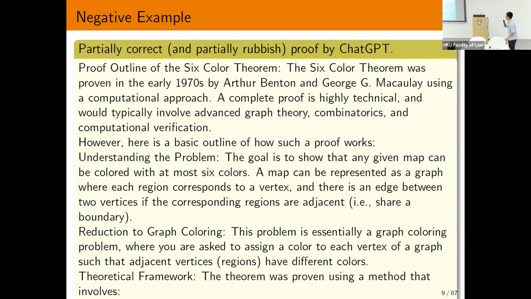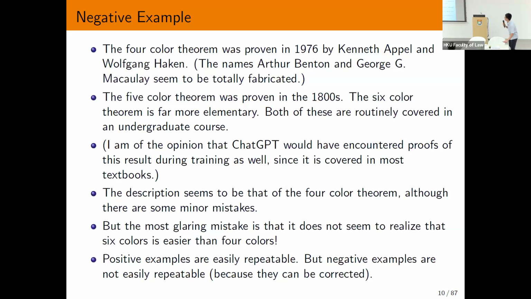And it goes on to talk about some stuff over here. The 6-color theorem was proven in the 1970s by Arthur Benton and George Macaulay using a computational approach, and a bunch of other stuff. Okay, I'm not going to read this. Let me tell you some of the things that I noticed inside the output, which was quite fun to read. First of all, some things that were right and some that were wrong. The 4-color theorem was indeed proven in 1976. 4 colors, not 6. The 4-color theorem by Kenneth Appel and Wolfgang Haken.